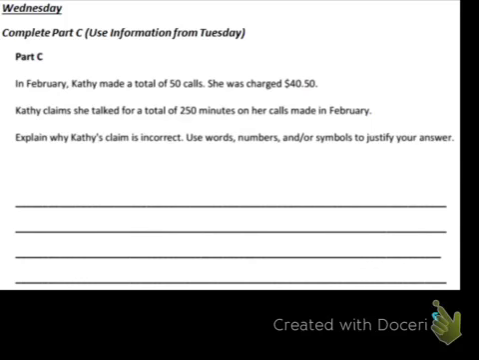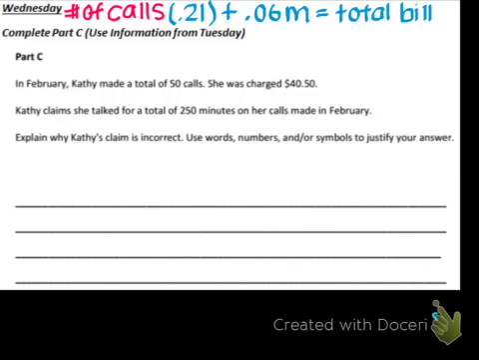Today's PSL is going to continue from yesterday. This is part C of this multi-part question that was an introduction to an iStep or Acuity type constructive response question. So I'm just going to real quick review with you what we did yesterday, the equation we came up with. The information that we were given yesterday was that for each call that she made, she was going to be charged 21 cents. So we've got the number of calls times 21 cents, and then we're going to add to that 6 cents per minute that she talked. And this is going to be our total bill.